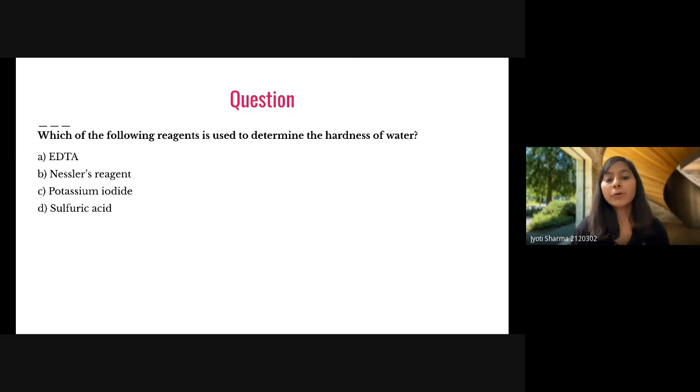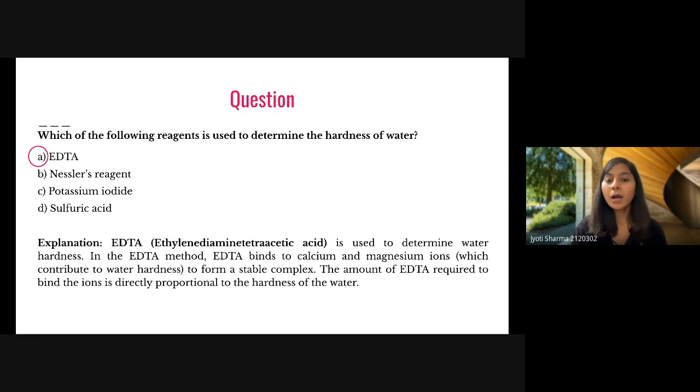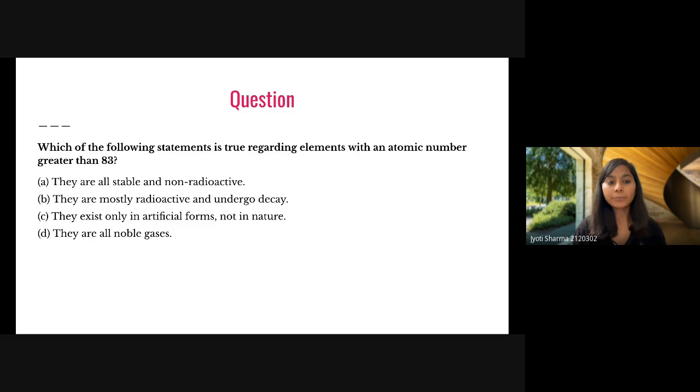But if you want to determine the hardness of the water, then you will use EDTA. EDTA is the one reagent that can help you to determine the hardness of the water.